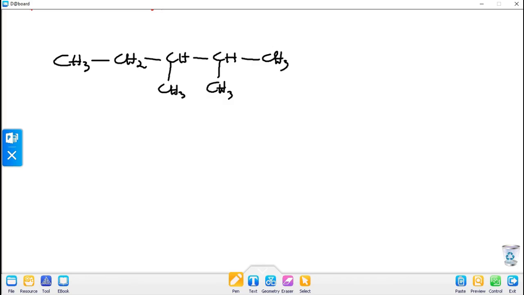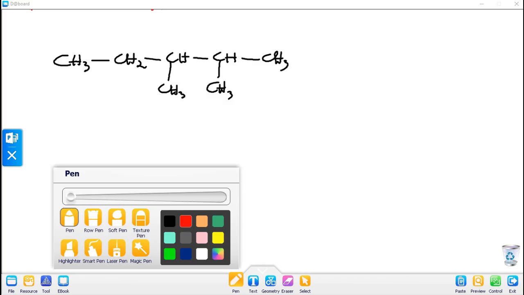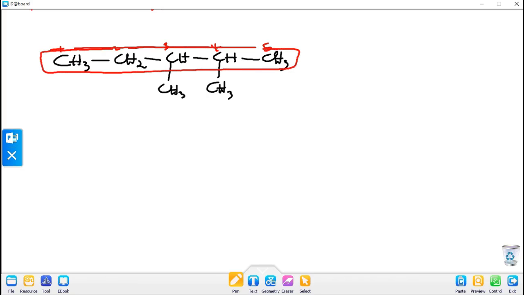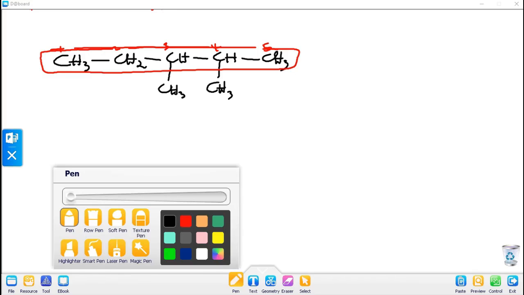Now, looking at the board, students, if we are to go straight in taking our counting, this will be carbon 1, 2, carbon 3, carbon 4, and this will be carbon 5. So it means that I may choose to take my counting straight this way. With a pencil, I map out my parent chain. But another student may choose to go the other way around.